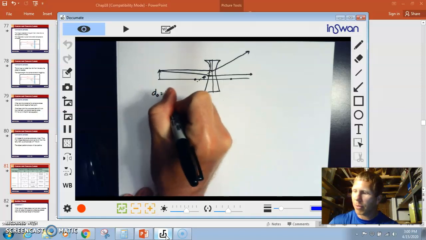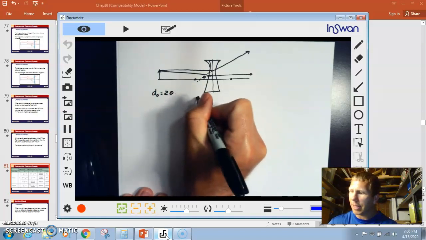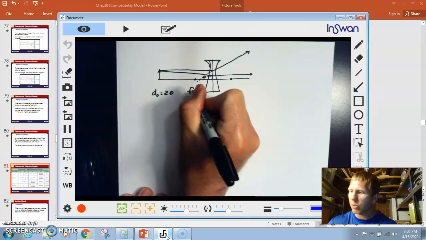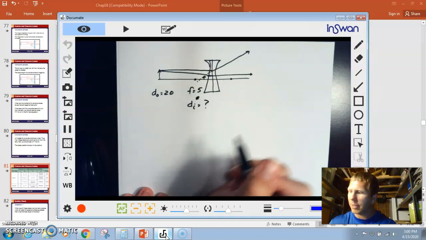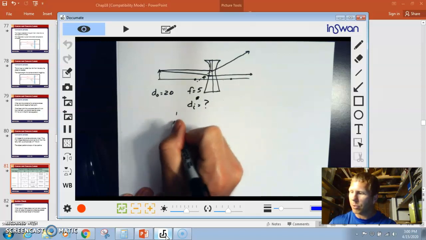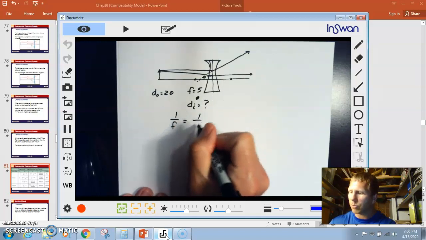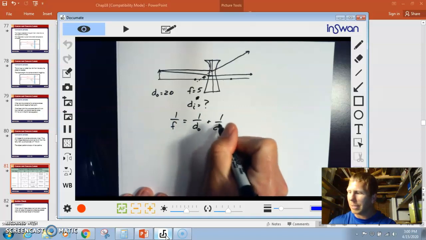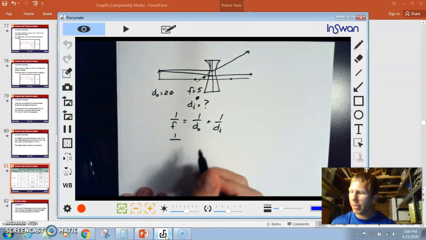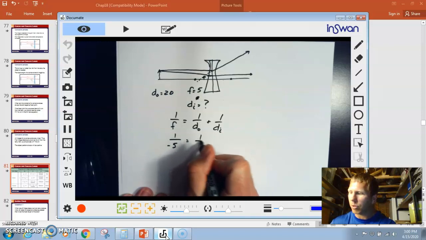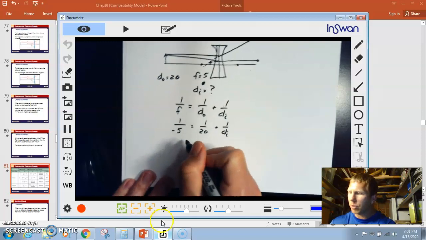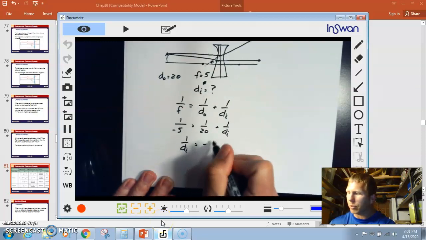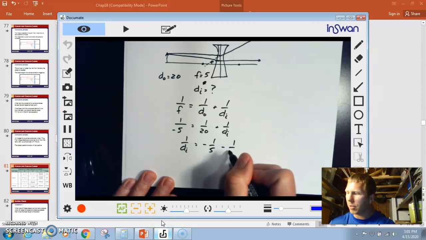Let's say the DO is 20. Let's say we're solving for DI, so let's say the focal length is 5, and we want to know what the DI is equal to. Okay? So using the equation, same equation, 1 over F equals 1 over DO plus 1 over DI. Now, here's the key thing. We have to make sure that we say that it is a negative 1/5 equals 1 over 20 plus 1 over DI. So 1 over DI would equal negative 1/5 minus 1/20.